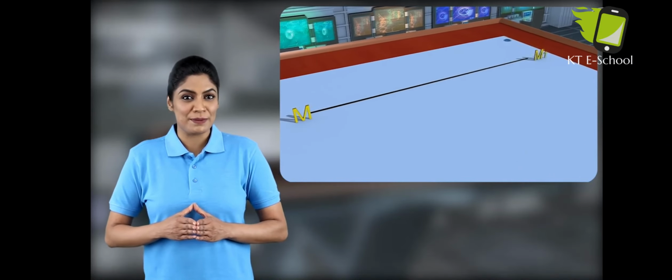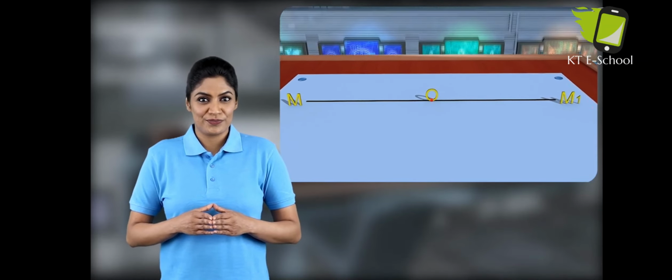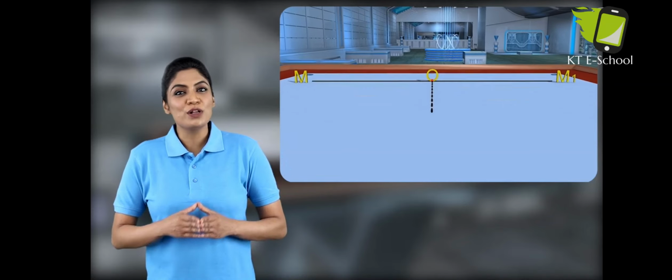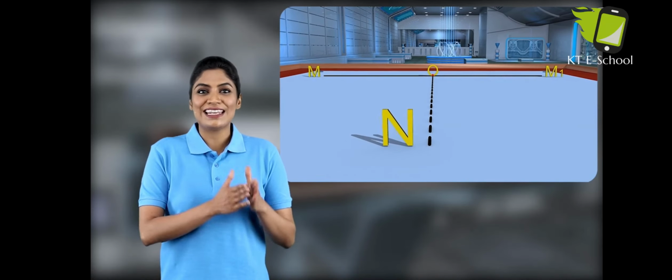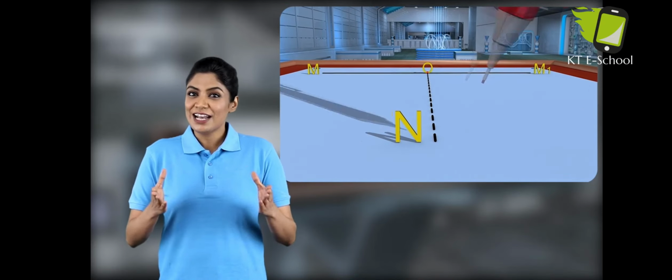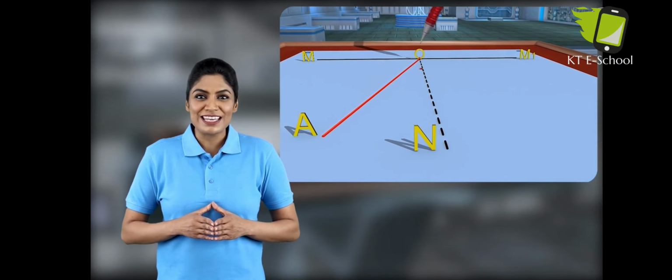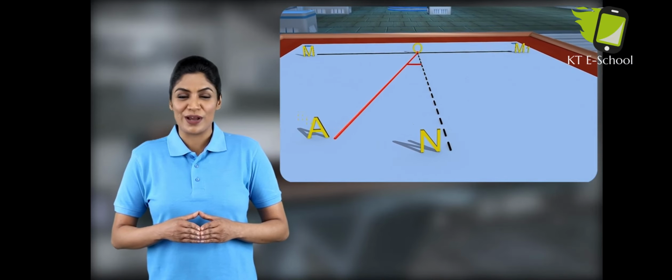Fix a sheet of paper on a drawing board with the help of pins. Draw a line MM1 on the sheet of paper. At the center of line MM1, take a point O. Draw a normal ON to line MM1 at point O. Now draw an incident ray AO, making an angle to ON.